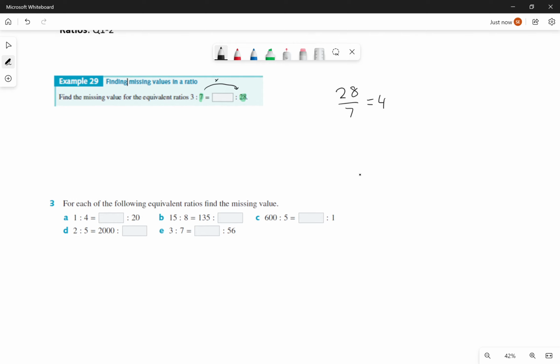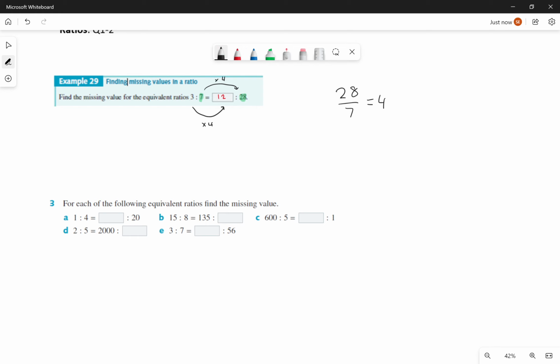So what that means is 28 is 4 times bigger than 7, which means that this number here has to also be 4 times bigger than 3. So that number has to be 12, because 3 times 4 is 12.